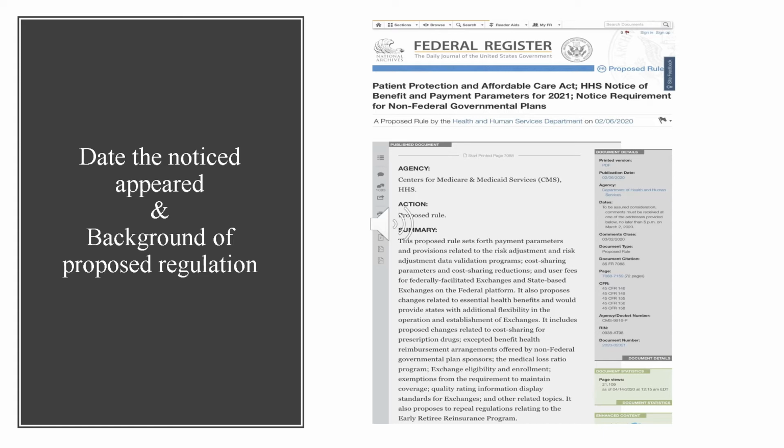For this slide, we will be looking at the date the notice appeared and the background of the proposed regulation. The Patient Protection and Affordable Care Act, HHS Notice of Benefit and Payment Parameters for 2021, Notice Requirement for Non-Federal Governmental Plans, was a proposed rule that appeared on Thursday, February 6, 2020, and the Centers for Medicare and Medicaid Services, CMS, or HHS, is responsible for proposing this rule.